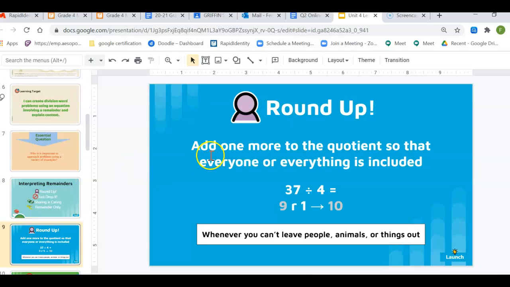Round up. Add one more to the quotient so that everyone or everything is included. An example, 37 divided by 4 equals 9 with a remainder of 1. So when you round that up, instead of 9 with a remainder of 1, it becomes 10. So you use this in situations such as whenever you can't leave people, animals, or things out.